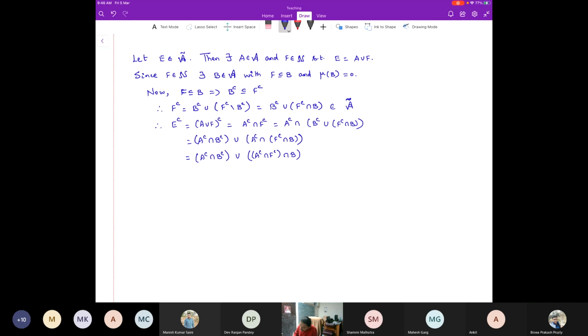So I've written it as a union of two sets, with the first set from A and the second set from script N. Therefore, this belongs to A tilde. That's it. Fine. The first one you don't need anything.